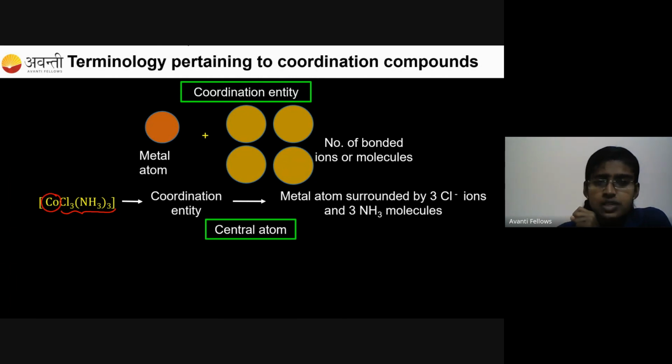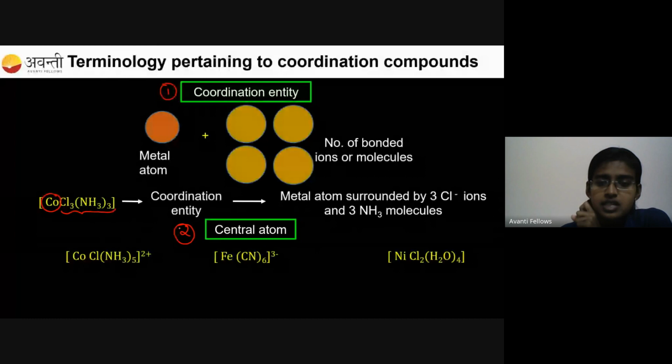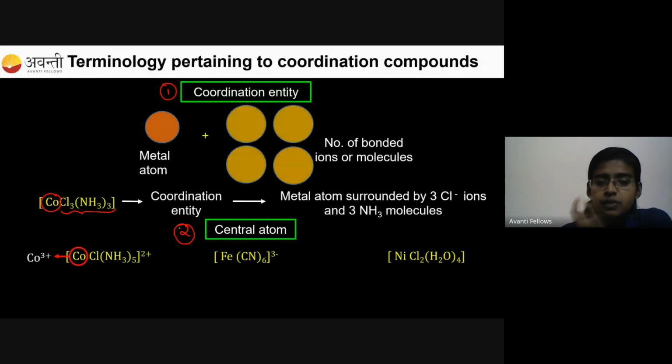And coming to the second term, it is the central atom. So, what is the central atom? You can see 3 compounds on the screen. Cobalt is the central atom in the first compound and the oxidation state is +3. I'll tell you how to find the oxidation state. And what is the name of the central atom in the second complex? Can anyone let me know the formula or the name of the central atom in the second complex?